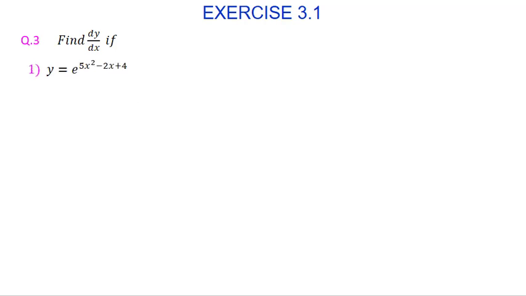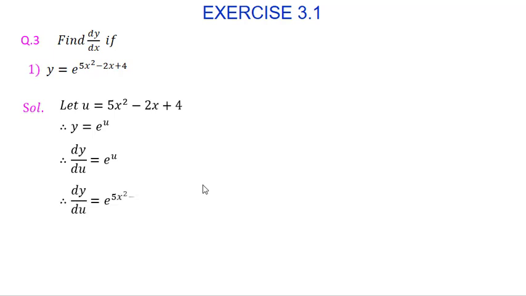Now let us see this question. y is equal to e power 5x square minus 2x plus 4. Let us take u as 5x square minus 2x plus 4. Here y is equal to e power u. I can differentiate, so dy upon du will give me e power u, so it is e power 5x square minus 2x plus 4. u is 5x square minus 2x plus 4, so I will find du upon dx. It gives me the answer as 10x minus 2.